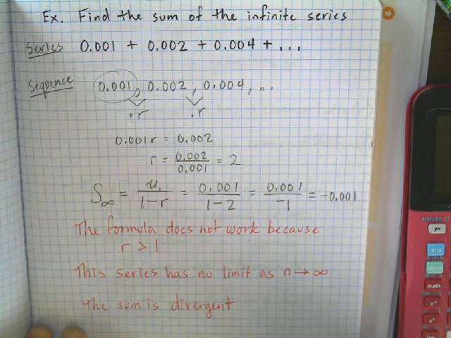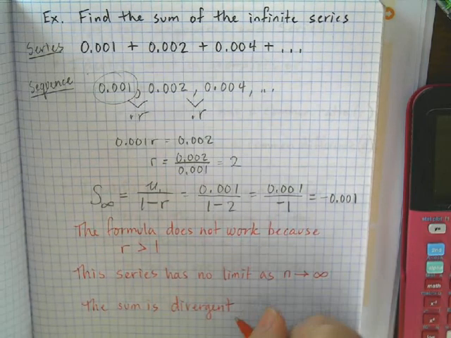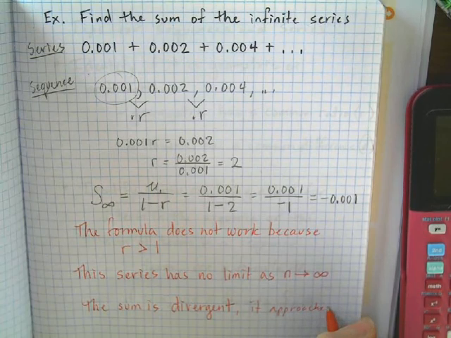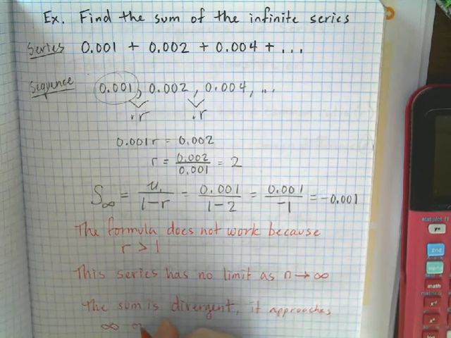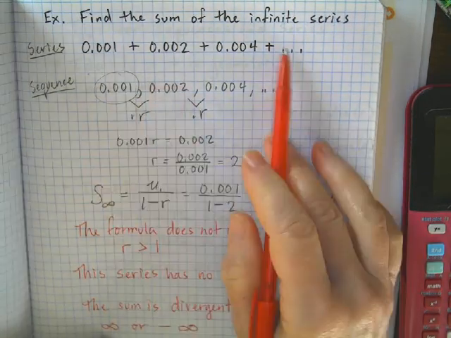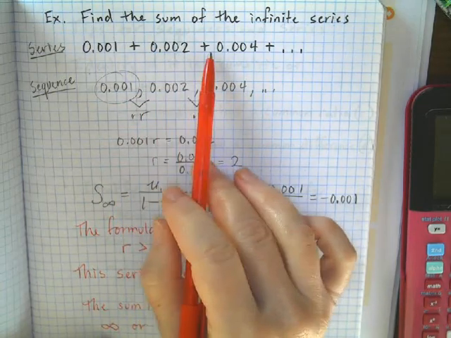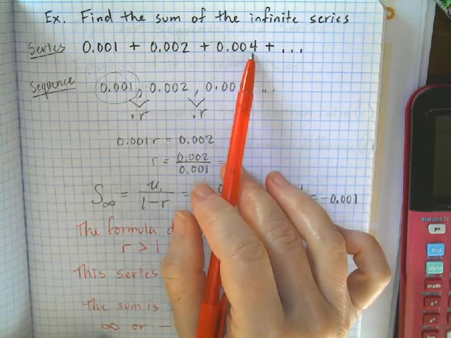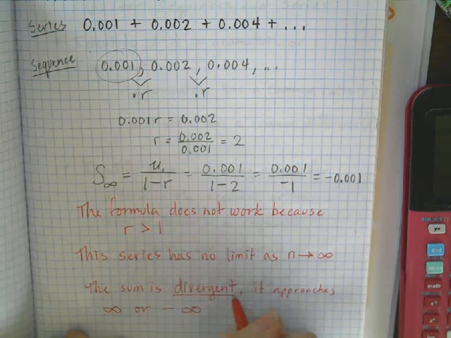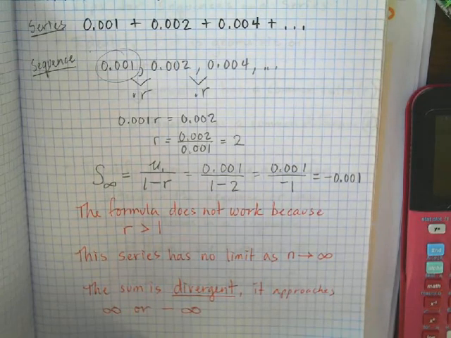Divergent, because it approaches infinity or negative infinity. In this case, it approaches infinity because these are all positive numbers. But if this had been negative 0.001 plus negative 0.002 plus negative 0.004, it would approach negative infinity. So we say it's divergent. This is important vocabulary for math space today. All right, so that's it for the examples. Just a couple little tips.